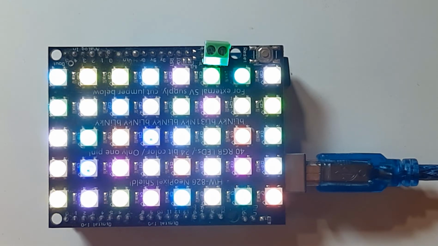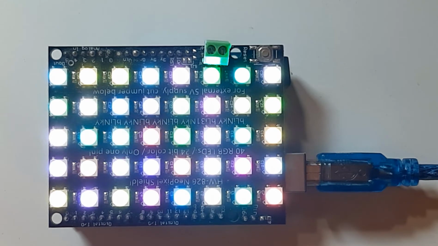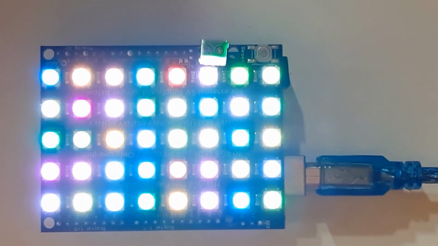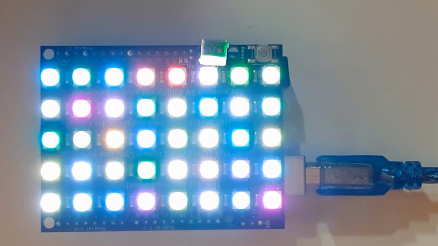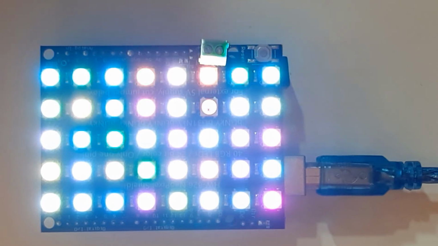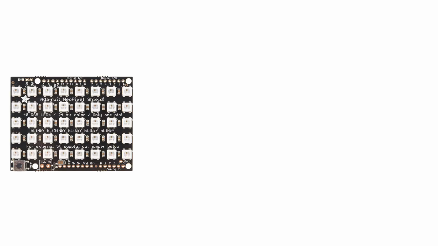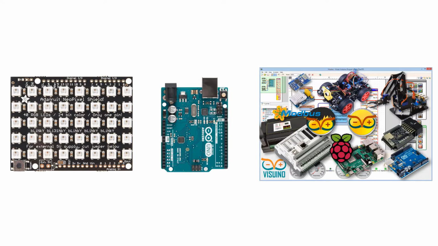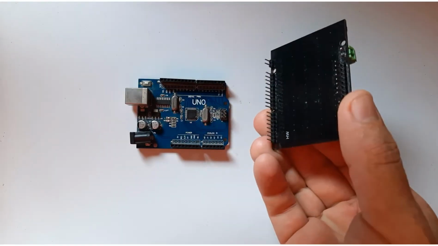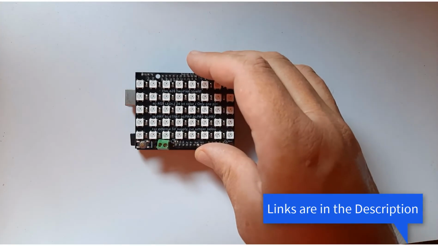Hello, in this tutorial we are going to explore how to use the Adafruit NeoPixel Shield for Arduino by randomly changing each pixel's color. For this project you will need an Adafruit NeoPixel Shield, Arduino board and Visuino program. Place the NeoPixel Shield on the Arduino board.